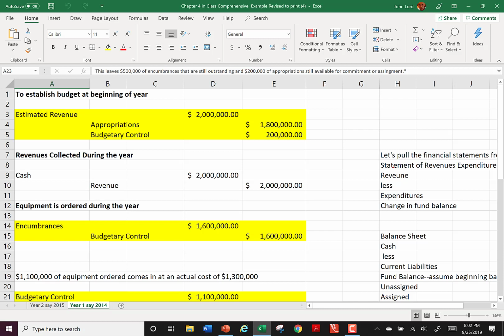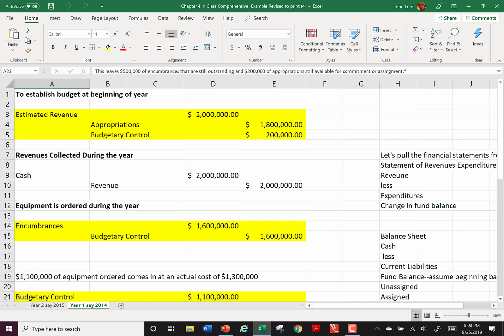Then what? Then I order some equipment. And I order $1.6 million worth of equipment. So when I order this equipment, I go ahead and I debit encumbrance for how much? 1,600,000. And I credit budgetary control for 1,600,000.